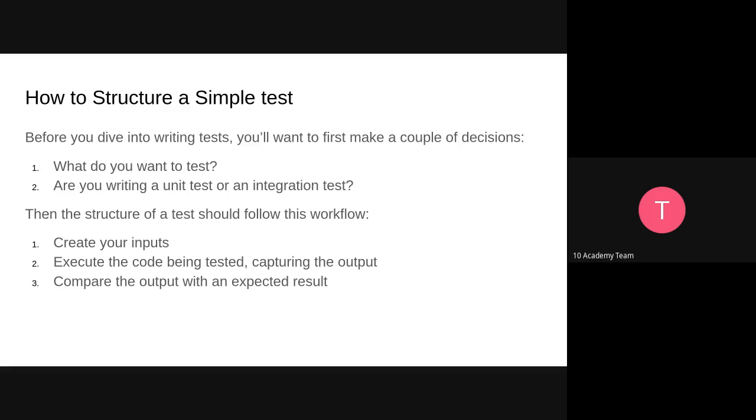Then the structure of the test should follow this workflow. First thing is, you want to create an input. Secondly, you want to execute the code being tested. That's like you call the function that you have defined, and then you store the output. And then thirdly, you compare the output with an expected result. So you already know what your function is supposed to return, and then you will save what is supposed to return in a particular variable called return.